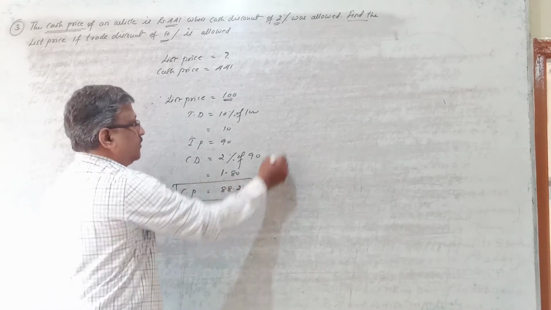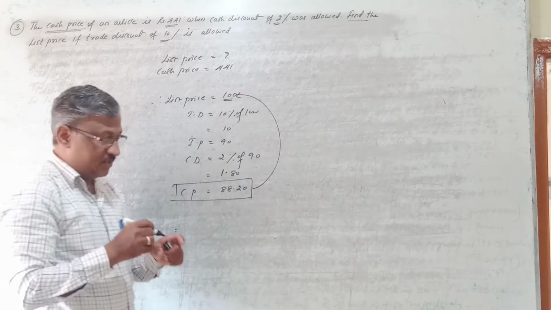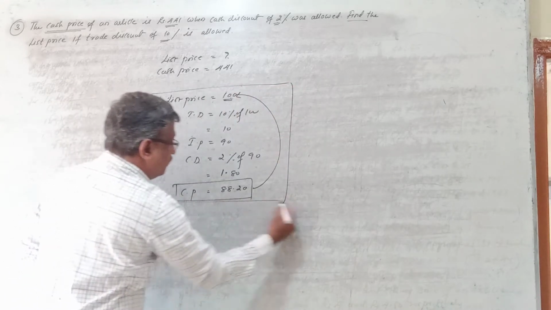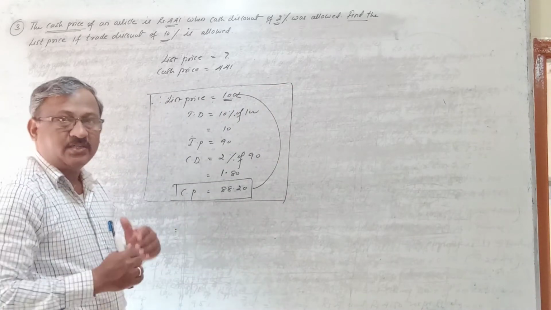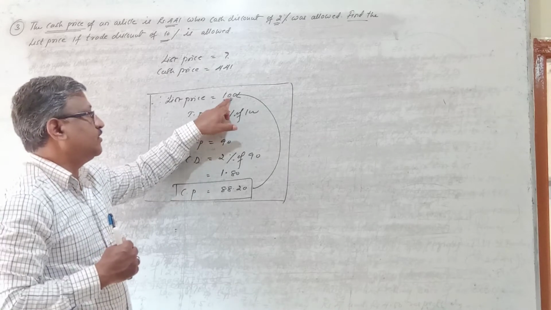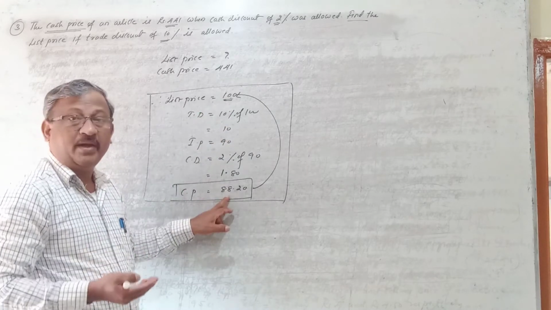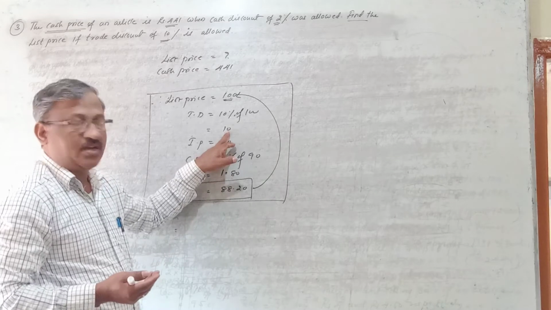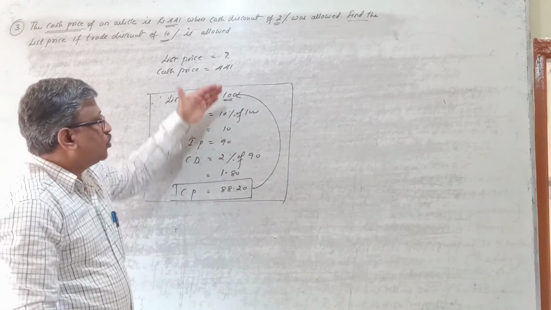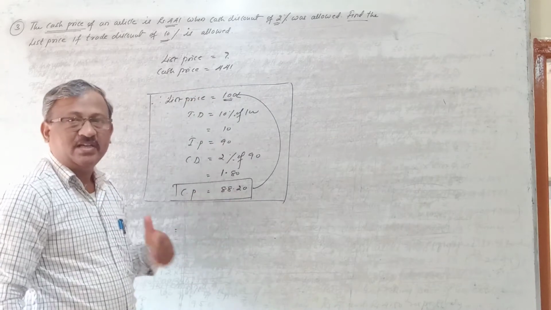This is the cash price, but this is the cash price when our list price is 100. This is as per our assumption. Right? If I am assuming my list price is 100, what would my cash price be if trade discount is 10% and cash discount is 2%? I can easily determine. So whatever calculation I have done here is as per my assumption.